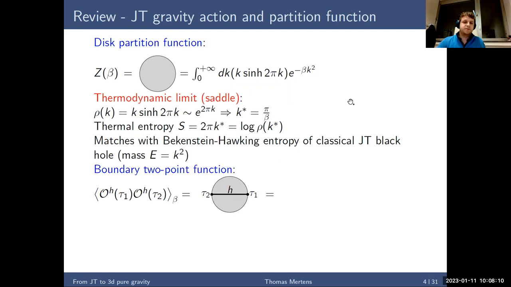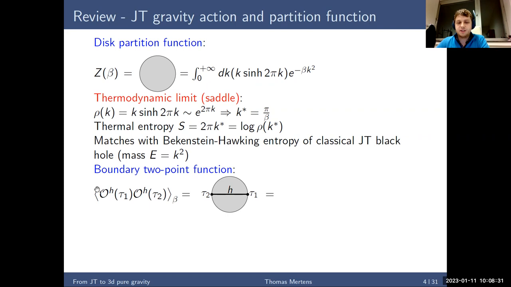that it matches with the geometrical aspects of classical JT gravity. And the second object that I will need, at least at one point during my talk, is the boundary two-point function. So we have two boundary operators at the boundary of our JT disk, and their correlator has been computed exactly, and this is the expression.